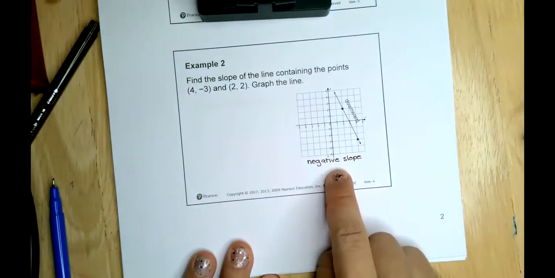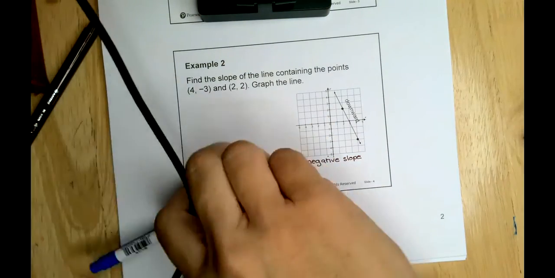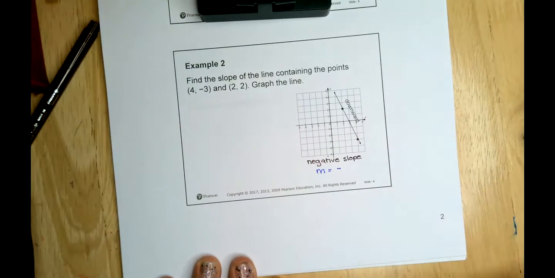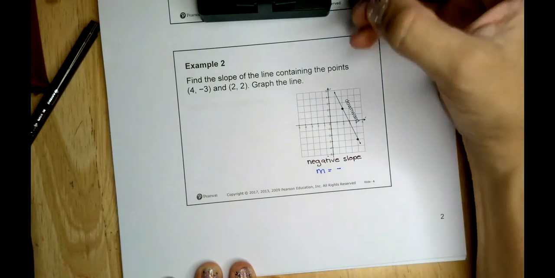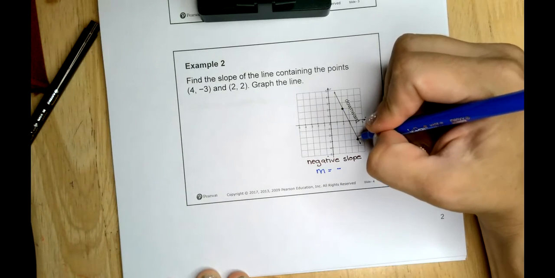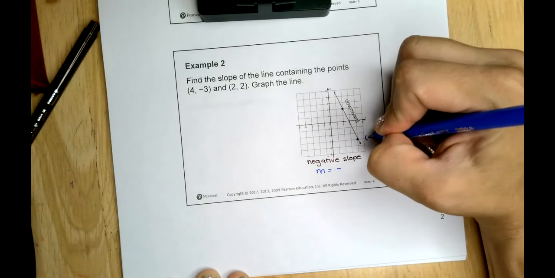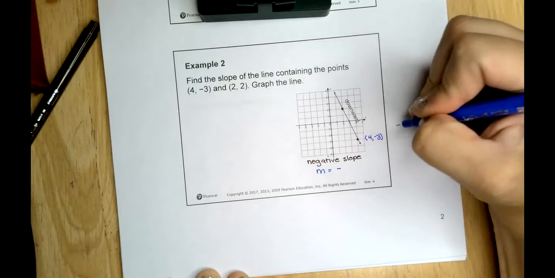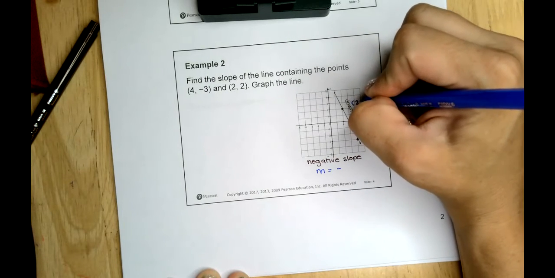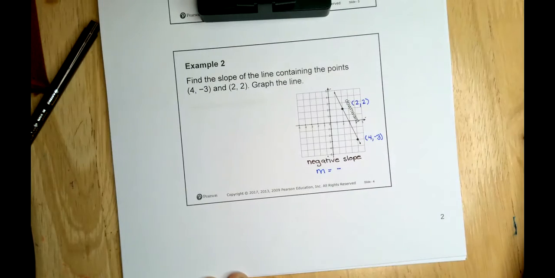Here, it's a negative slope, so M will be a negative number, okay? So we have 4, 3. Which one's 4, 3? 4, negative 3, sorry. So this one's 4, negative 3, and this one is 2, 2. Okay? And then we graph the line. Find the slope of the line, graph the line.